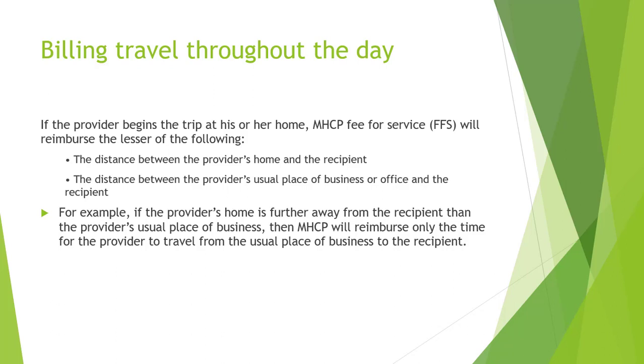So in this example, if you started your day and the distance between the office and your client was 10 miles, but the distance between your home and the client was 15 miles, you would only be able to bill 10 miles for that first trip to your client. The reason for this is that travel, at least from a federal government standpoint, you can't count travel that is considered part of your commute.